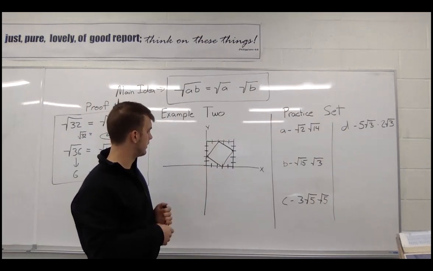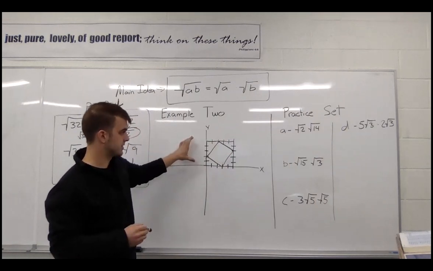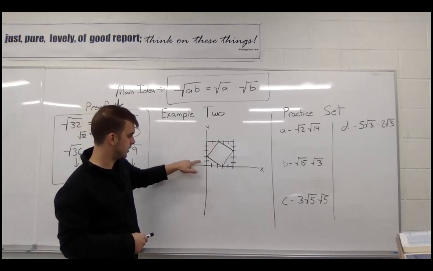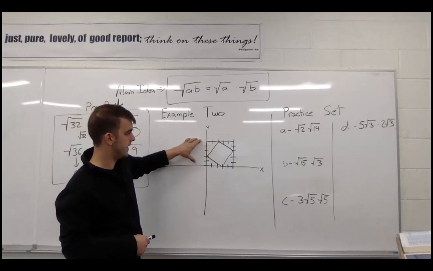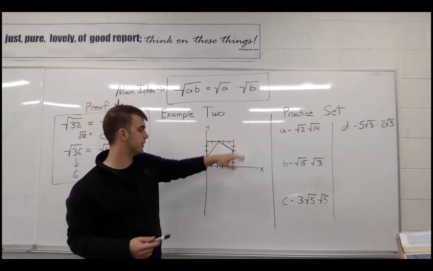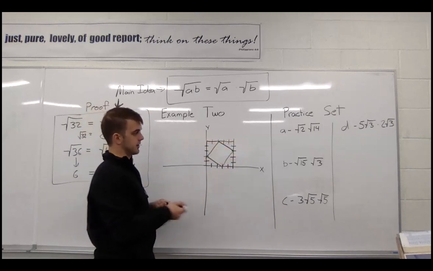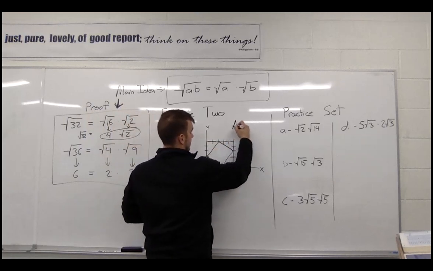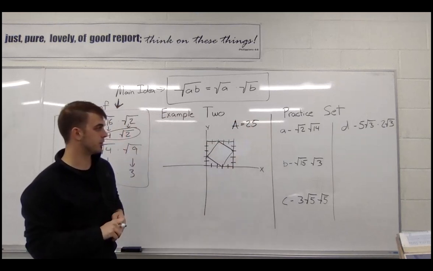So if you figure this out, first of all, ask yourself the question, what is the area of the bigger square? Well, how many blocks is it? It's 1, 2, 3, 4, 5. It's a square, so it's 5 wide. So the area of the bigger square is 5 times 5, which is 25. So that is the area for the bigger one.